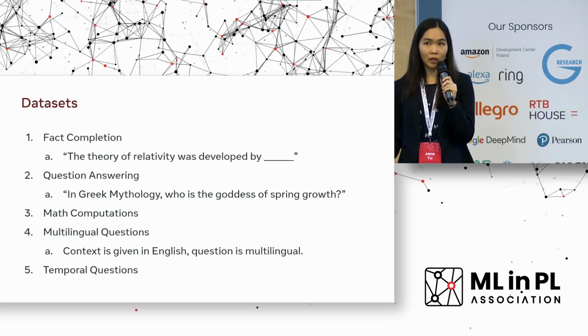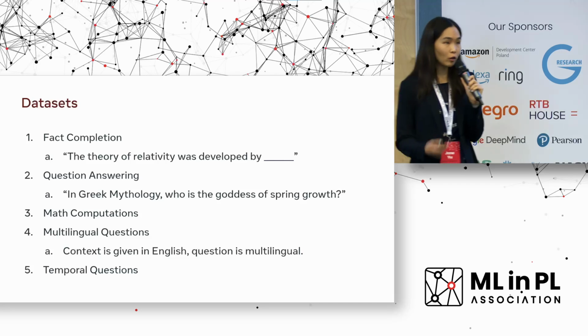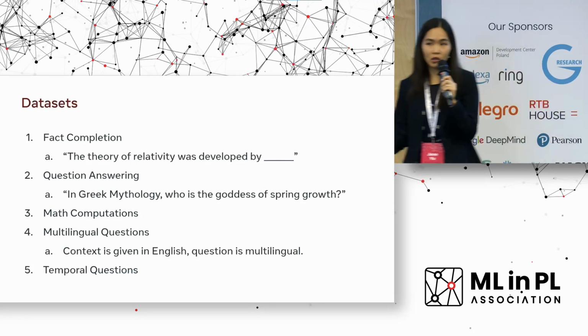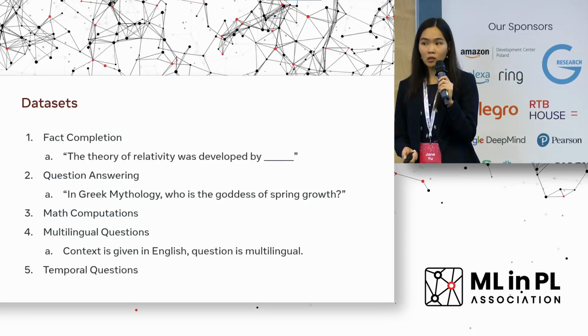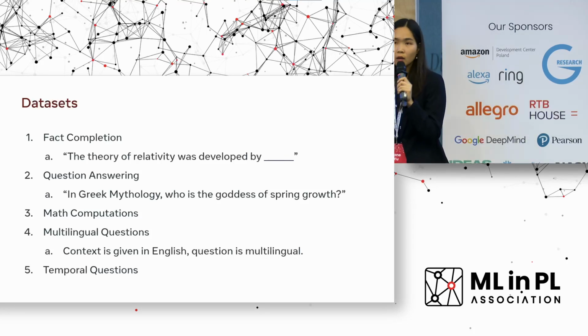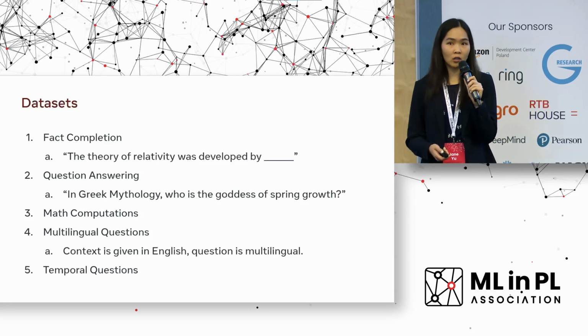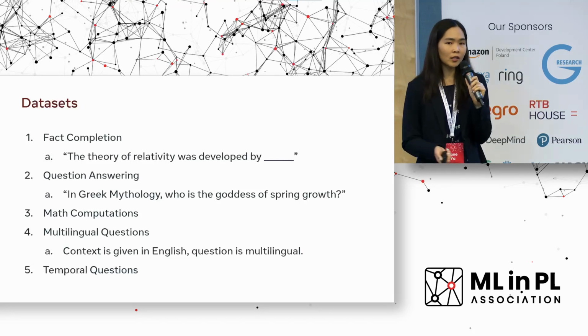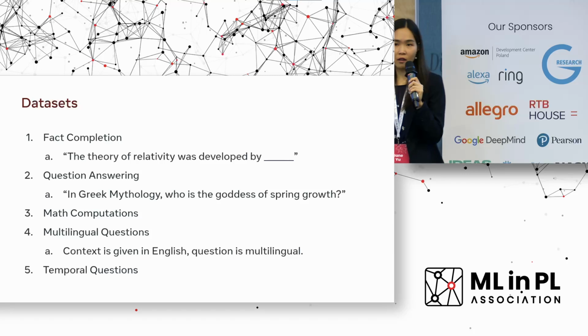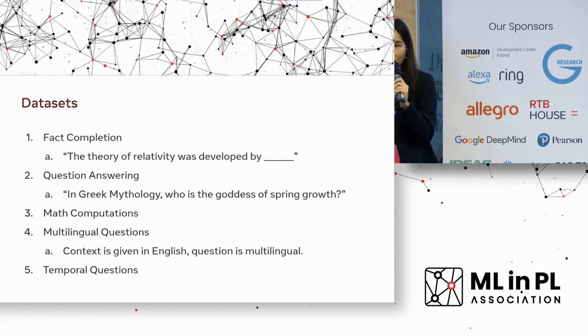So we look at fact completion and question answering. These are very factual questions. Hopefully they use Wikipedia search or the QA system. We also have mathematical computations. Hopefully this uses the calculator tool. And we also have multilingual questions where the context is given in English, but the query is multilingual. So you need to understand the question in order to provide the right answer. And then finally, we'll look at temporal questions, which need some awareness of what point in time it is. And this is designed to target the calendar tool.